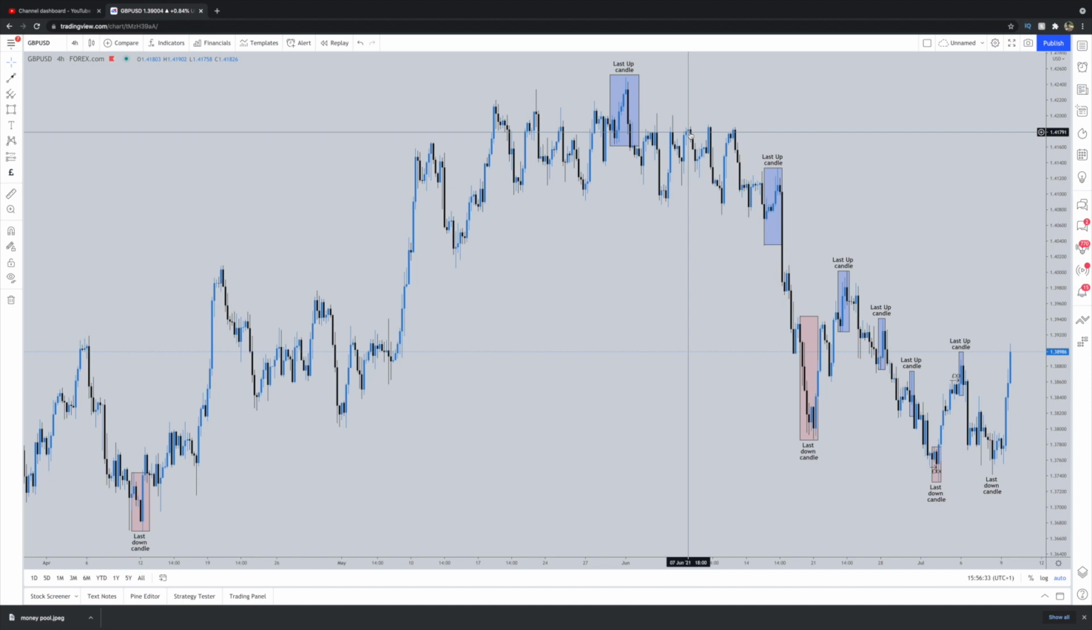They must have been thinking, look, am I right? Am I wrong? What's going on? It keeps coming back to my entry. What on earth am I doing here? But you need to understand what they're doing. This is a last up close candle. This is an institutional candle.